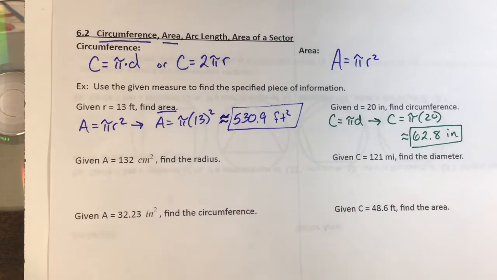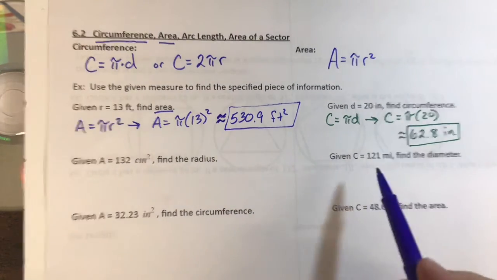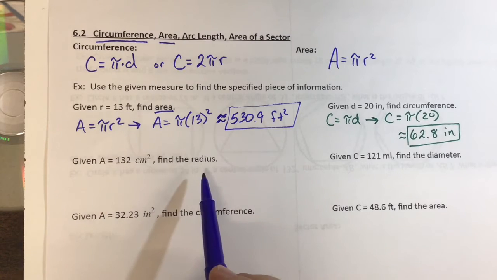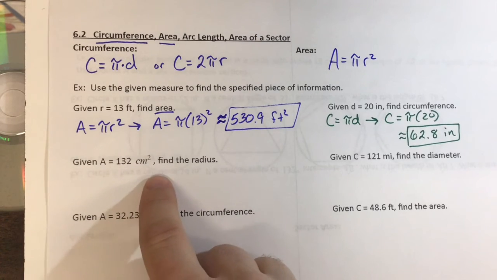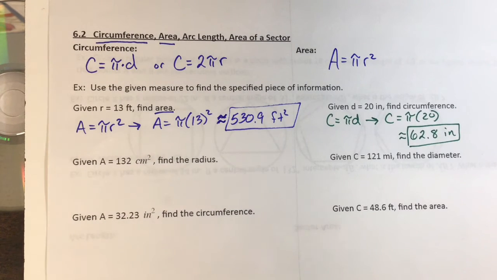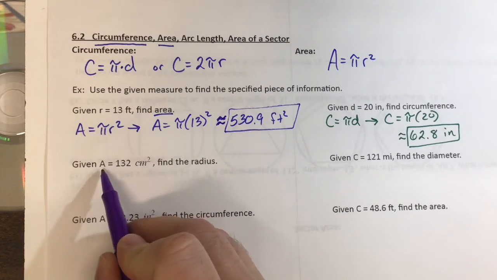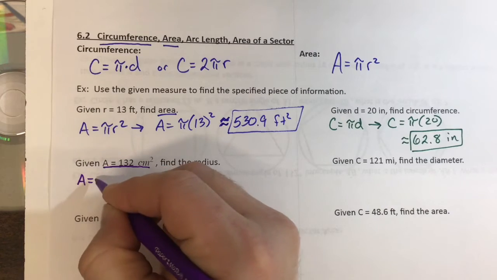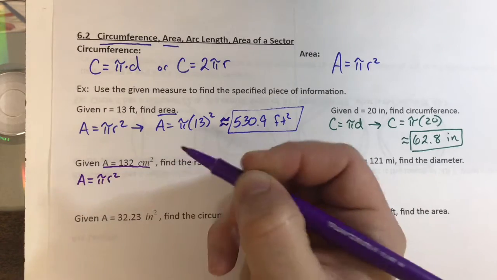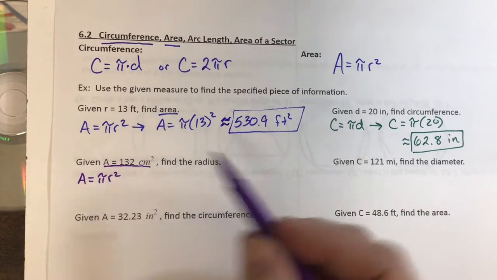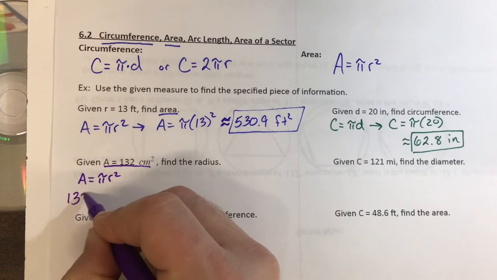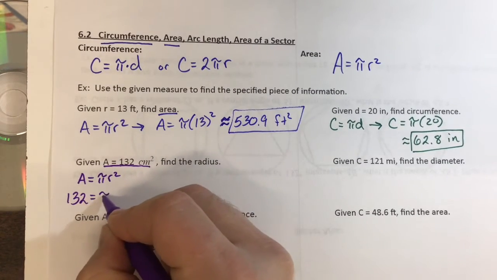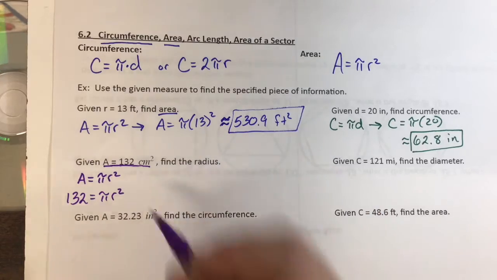So we can work through our formulas that way, or we can start with a given measurement and work backwards to find something that's missing, like we'll do in this example. All right? So we're going to start with our formula for area still. I'm still using an area measurement. So area equals pi r squared. But now we're going to plug in this number for a. And we're going to solve for r.